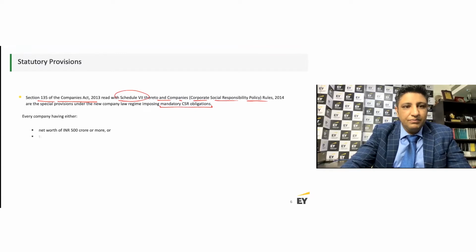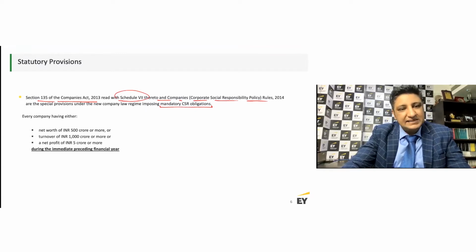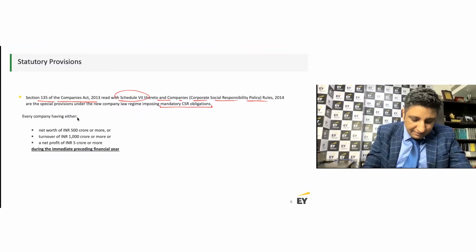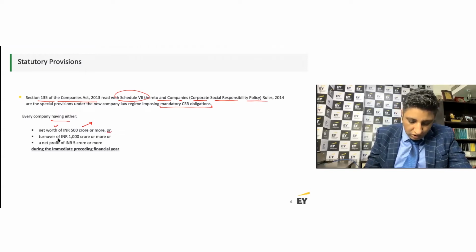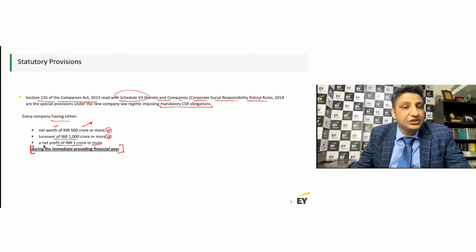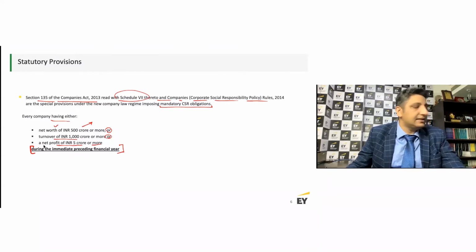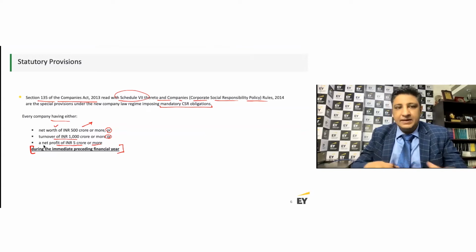Okay, so the compliance requirement would arise where a company has either a net worth of rupees 500 crore or more, or turnover of 1000 crore or more, or a net profit of 5 crore or more, importantly during the immediate preceding financial year. That's where it starts.